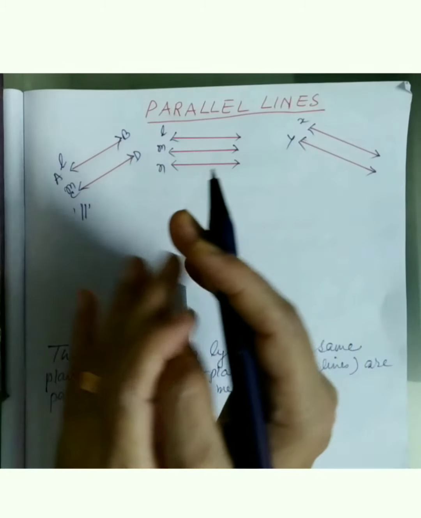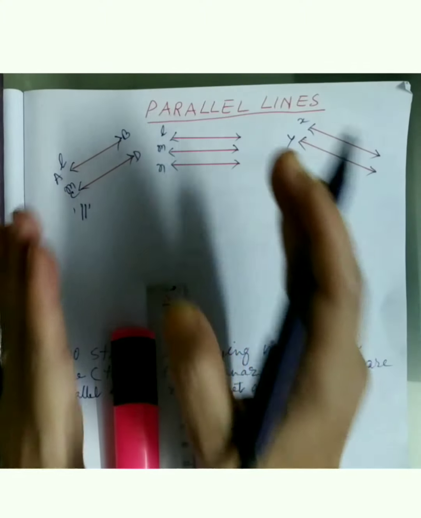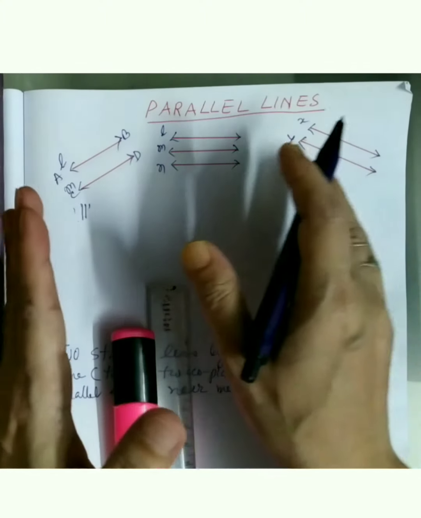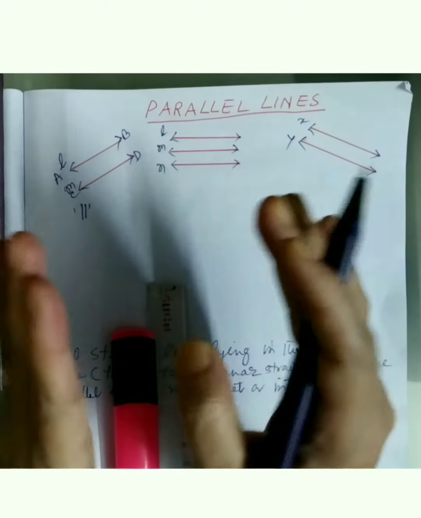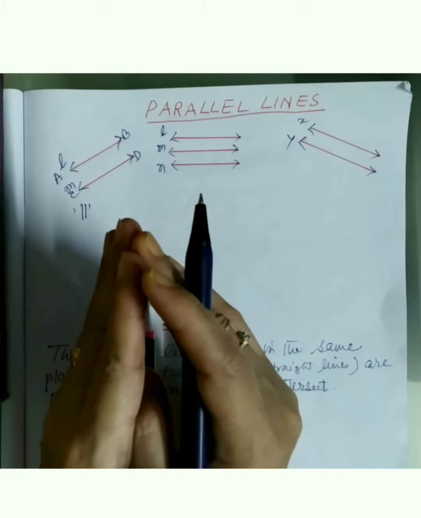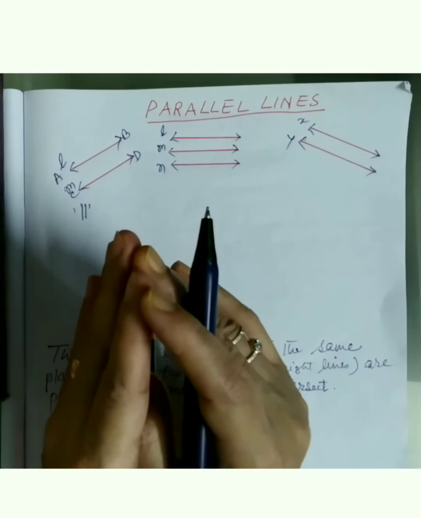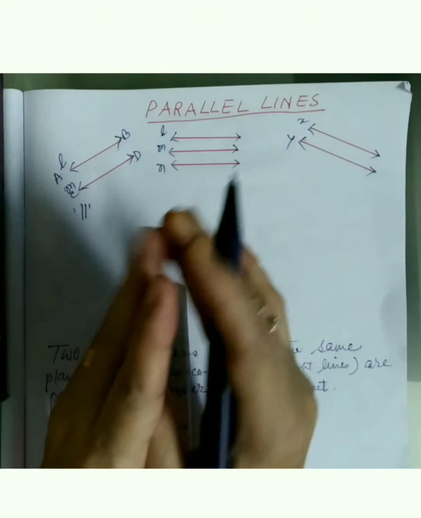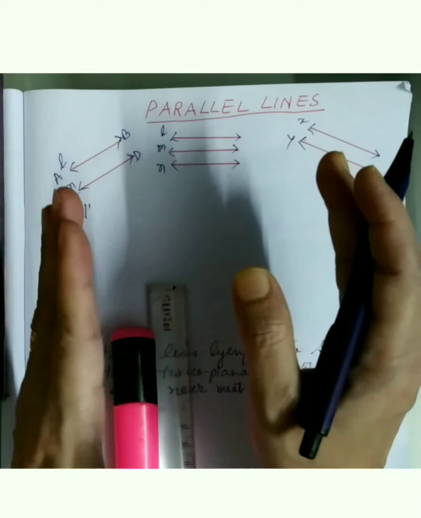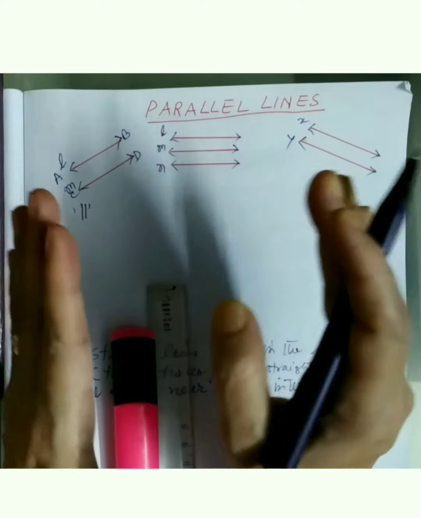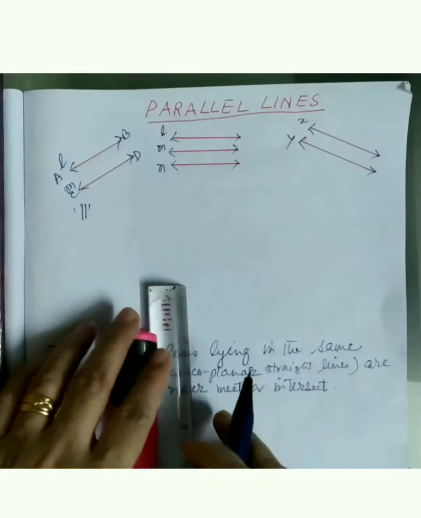But the thing is that if we say that these lines will never meet each other, then whether this is a complete definition of parallel lines? No, this is not a complete definition of parallel lines. Because I can show you two lines which will never meet, but they are not parallel lines. Let me show you.